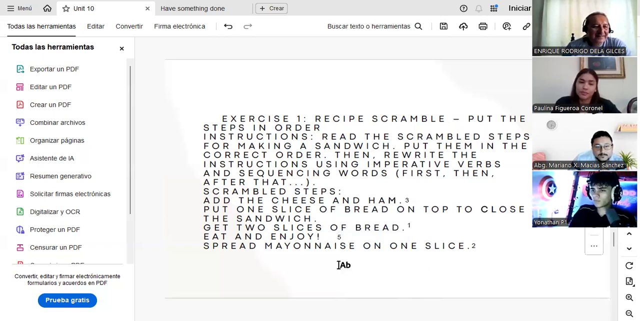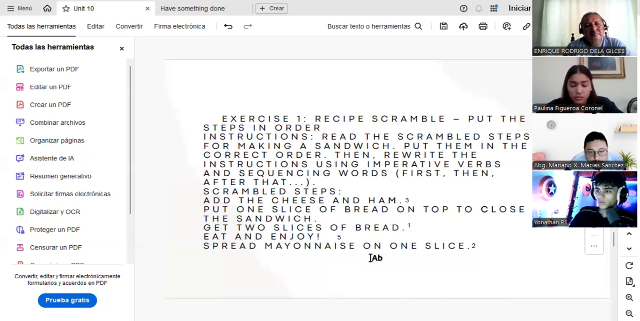That was easy. So now we are going to organize this using these sequence words. Could you do it, Jonathan, please? We need to organize the recipe using these words: first, then. Okay, first, get 2 slices of bread. Yes, you're right. Then spread mayonnaise on one slice. After that, add the cheese and ham, and finally put one slice of bread on top to close, and eat and enjoy. Thank you so much. Well done.